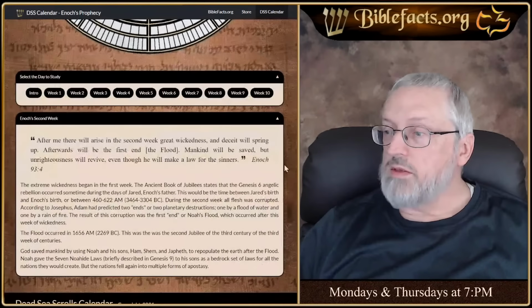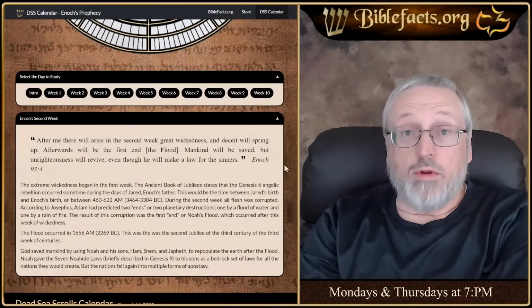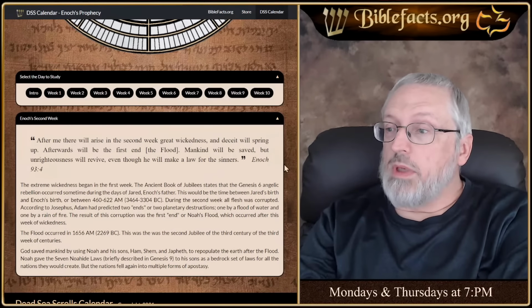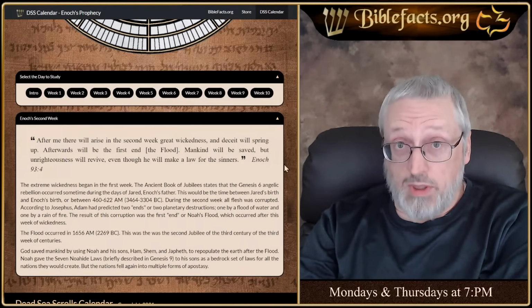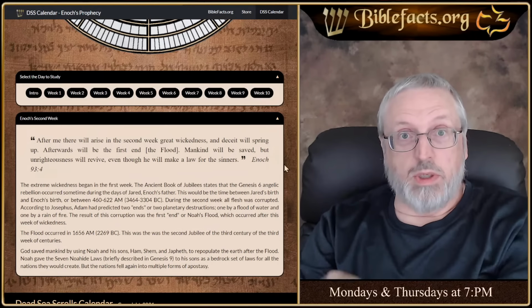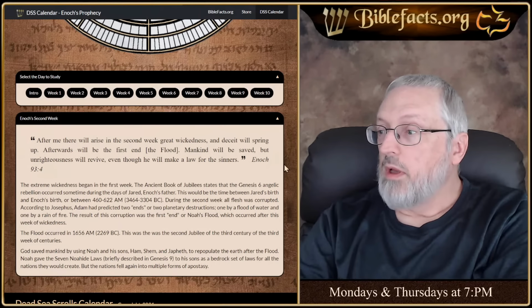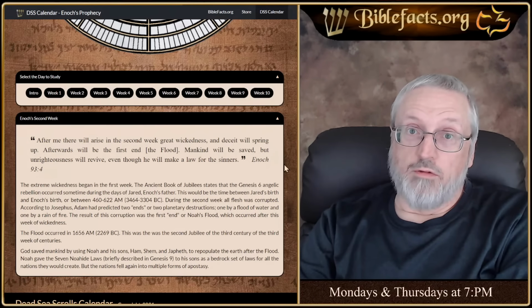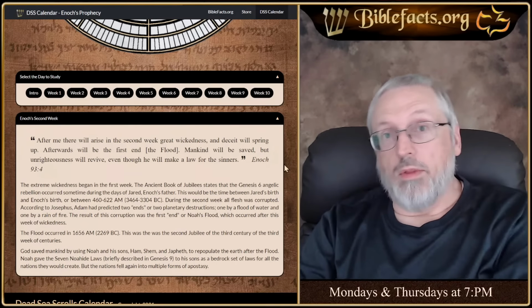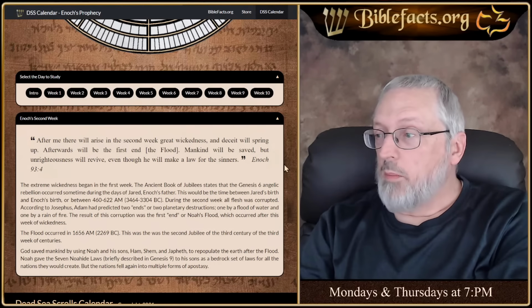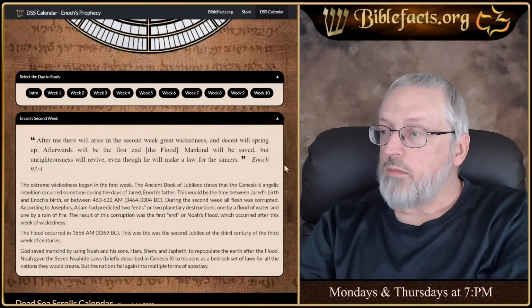So here's what it says. Enoch 93:4. After me there will arise in the second week great wickedness. So we know about the fall of the angels and all the other things that happen. Eventually we'll do a study on the first age and pull in all the extra biblical documents and paint a really good picture.